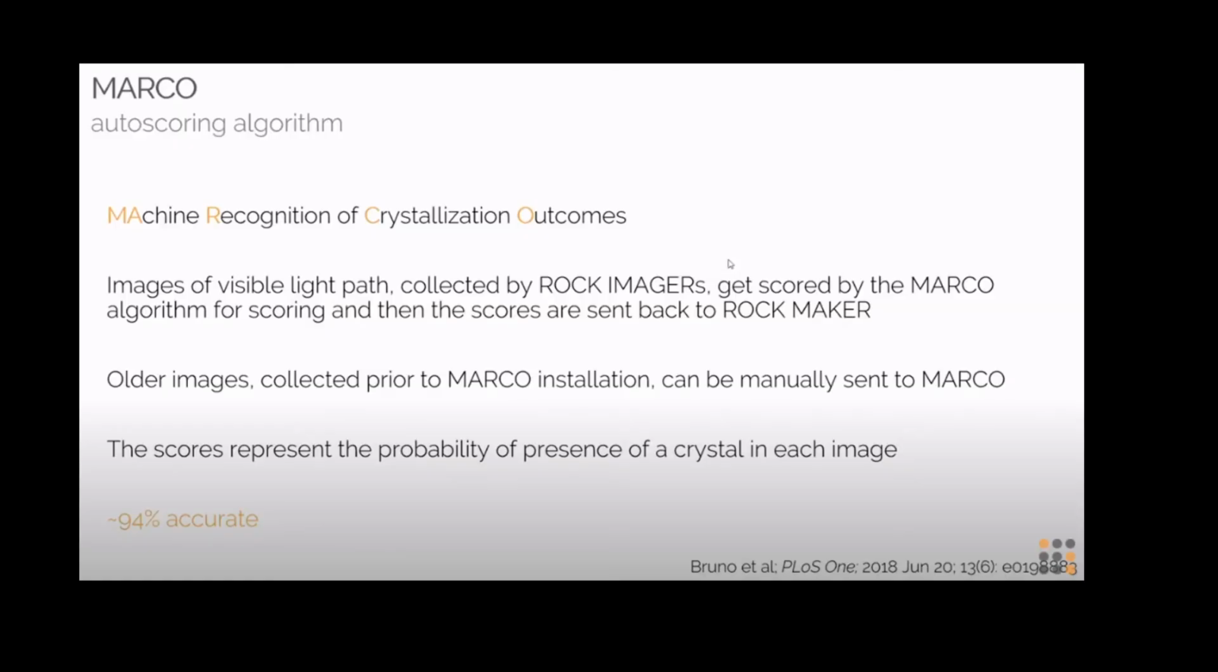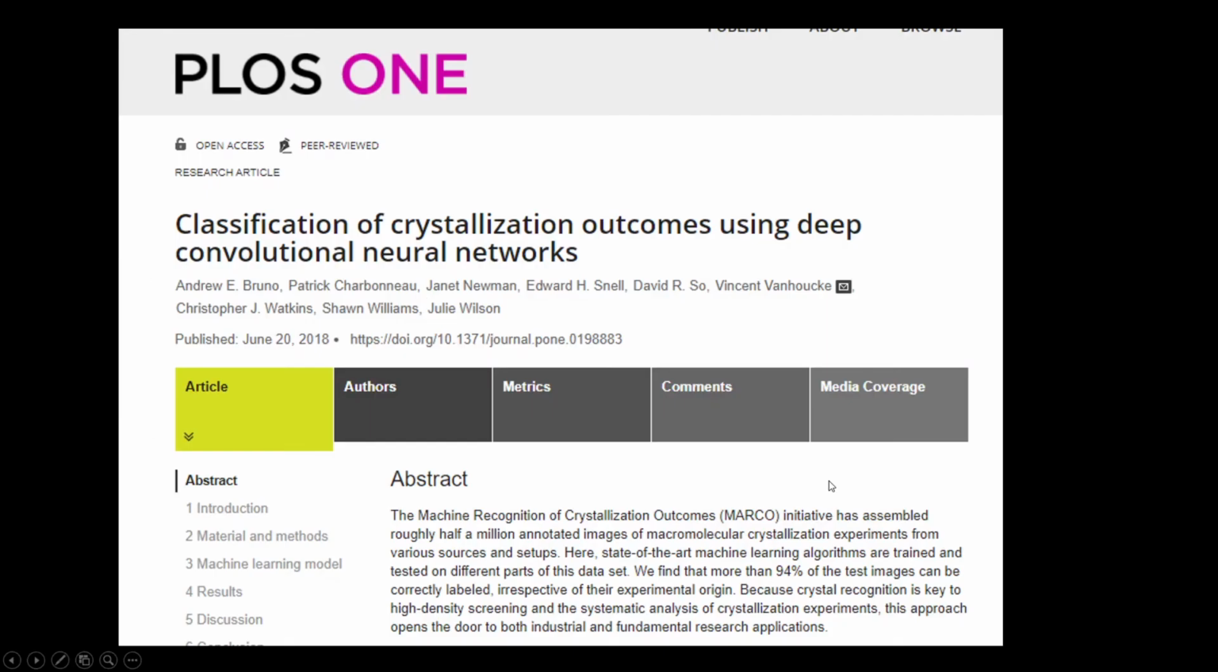Okay, the imaging software is also equipped with the Marco auto scoring algorithm. So Marco is machine recognition of crystallization outcomes. This is an automatic scoring system using AI to determine whether you have crystals, precipitant, or clear drops in each one of your drops. This method was published in PLOS ONE, and this is the reference if you'd like to follow up on it. This was done by a consortium of academic groups, folks at Google in their AI program, and private institutions.